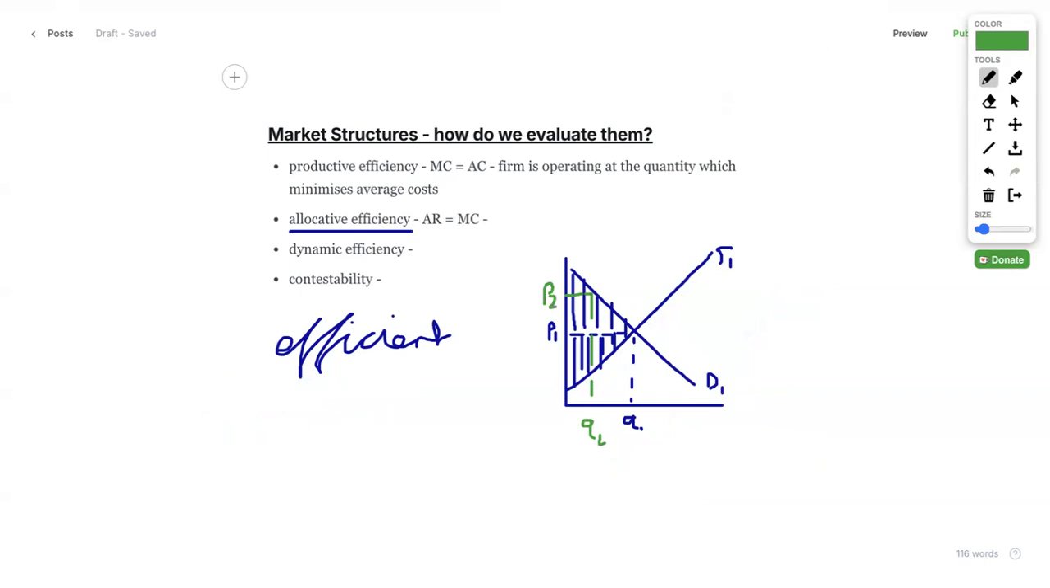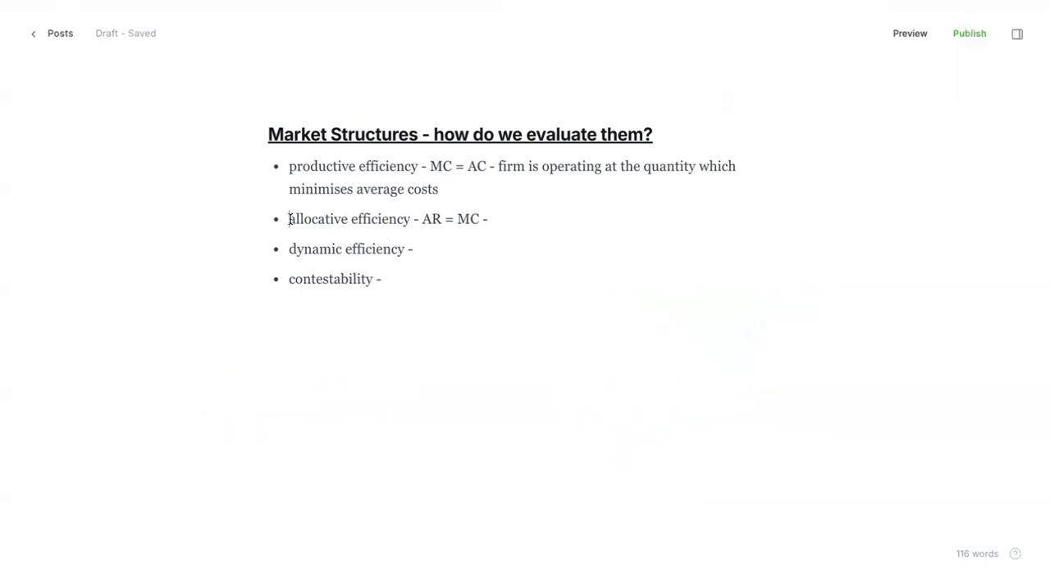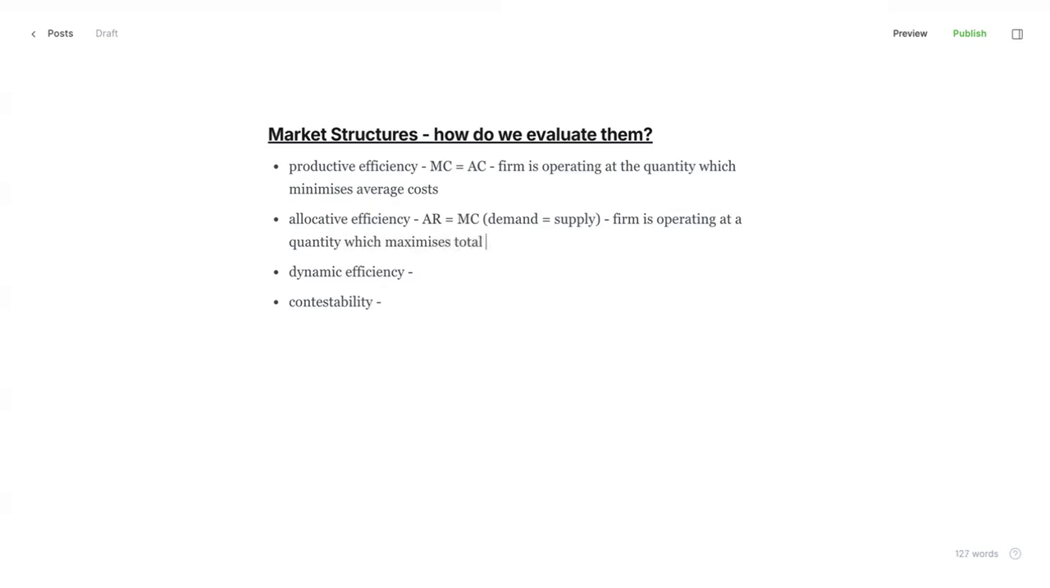We're going to go through one by one each market structure, but that's just the idea so that you don't forget what allocatively efficient means. It's basically when supply equals demand, but we can't say demand equals supply. We have to say AR equals MC. And when we're backing up our point with more analysis, it's the quantity. It's when the firm is operating at a quantity which maximizes total welfare, consumer and producer surplus.